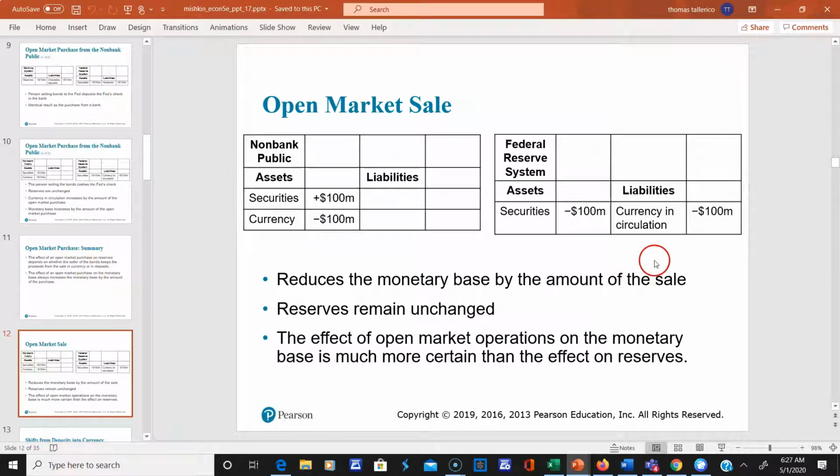Reserves again are going to remain unchanged here, right? Reserves remain unchanged. So the effect of open market operations on the monetary base is much more certain than, of course, the effect on the reserves. Okay.